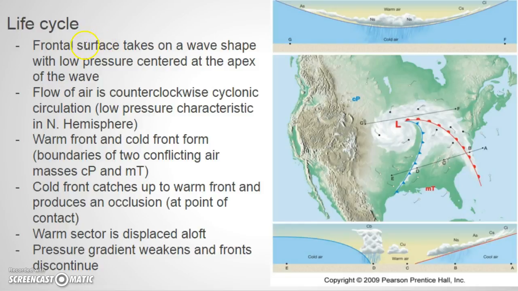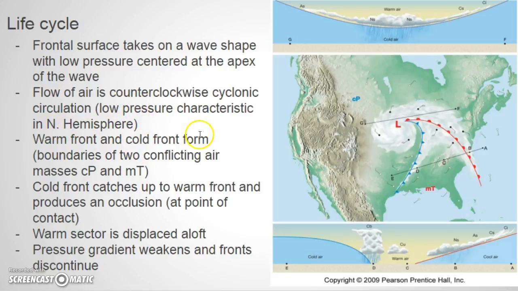So the life cycle. The frontal surface takes on a wave shape with low pressure centered at the apex of the wave, the highest point. The flow of air is counterclockwise cyclonic circulation, right? So it's still a cyclone. It's this counterclockwise motion, and that's consistent with the low pressure characteristic in the northern hemisphere.